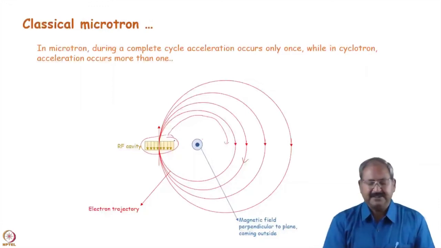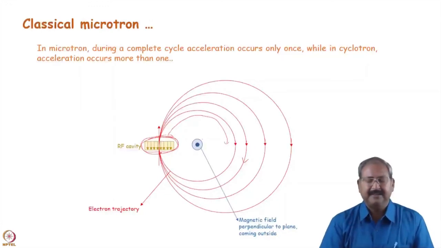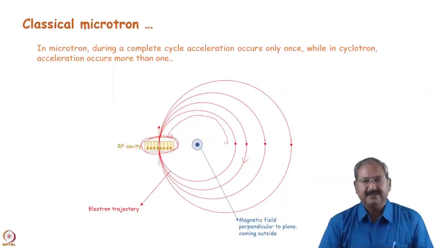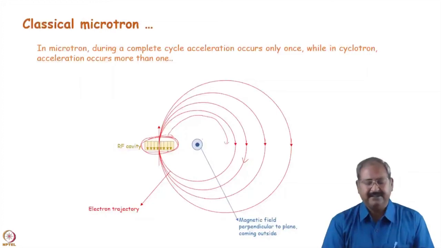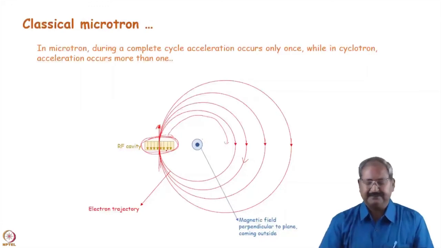Now here you can see that there is only one acceleration in one complete cycle, in one complete circuit. In the case of the cyclotron, there were two accelerations in one complete circle, because the D was there, and after every half circle there was an acceleration. In the case of the microtron, this happens only once in a complete circle. So all the circular orbits have a common tangent here, and at that common tangent, the RF cavity is there.